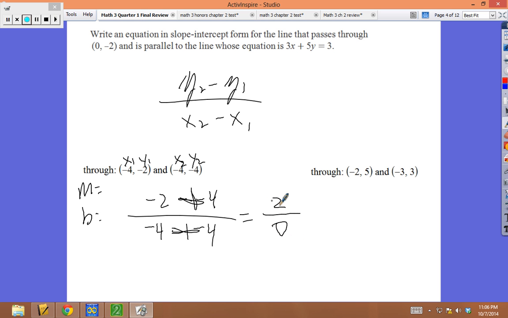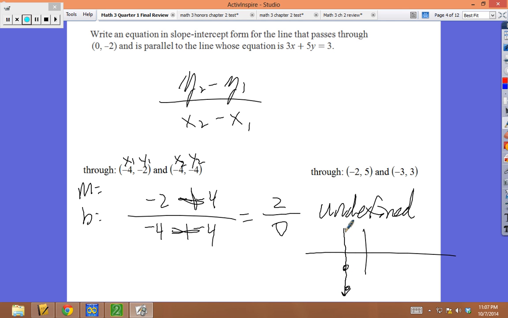And this should jump out at you. 2 divided by 0, that's impossible. That cannot be done. That's undefined. An undefined picture looks like this. Look at these dots. Negative 4, down 2. If I go left 4 and down 2, and then if I go left 4 and down 4, these dots are gonna go vertical. And the function, well, it's not even a function because it's undefined. You cannot have more than one dot on this. X is negative 4, and I got a million dots. So it's just x equals a negative 4.